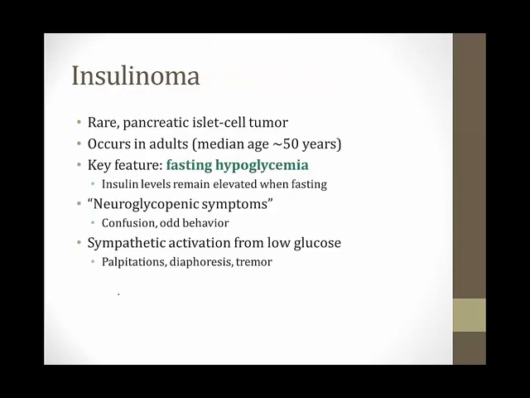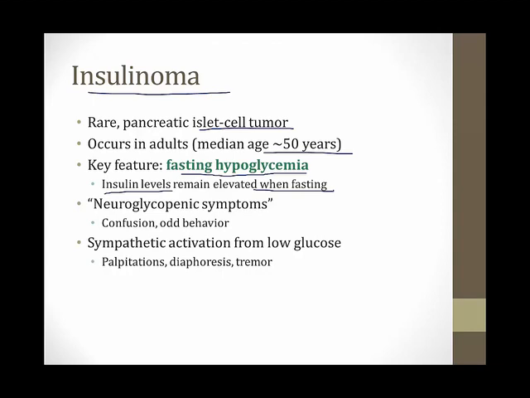I'll finish this module by talking about two rare hormone-secreting tumors of the pancreas. The first one is an insulinoma. This is a rare pancreatic islet cell tumor. It occurs in adults with a median age of about 50 years. And as you can imagine, the key feature is fasting hypoglycemia. These patients have elevated insulin levels even when they are fasting because of the tumor.